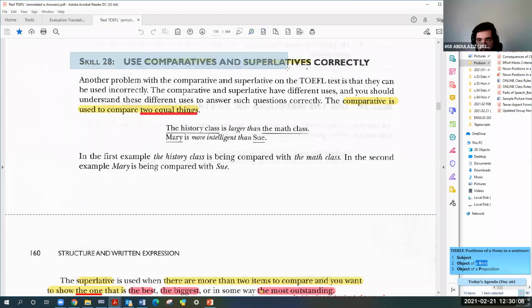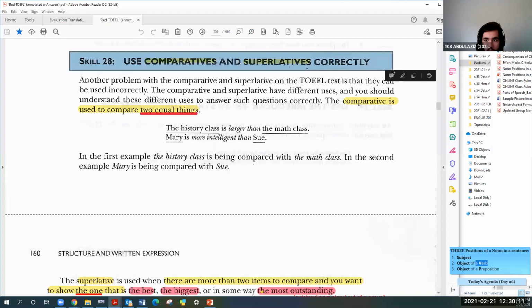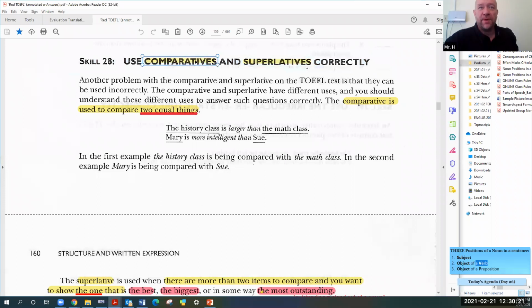Superlatives correctly. Can you read that? Start again. Use comparatives and superlatives correctly. Yep. Comparative and superlative. Use comparative and superlative correctly.